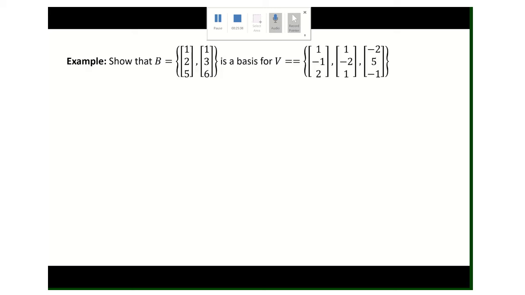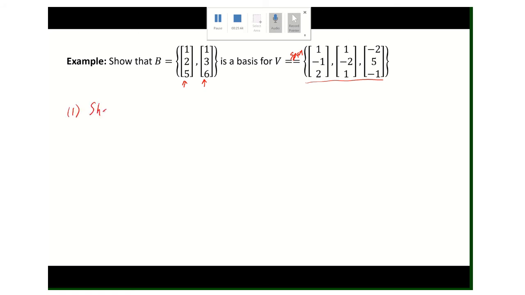So for example, show that these vectors are a basis for V, where V is the span of those vectors. Okay, so we have 3 steps to this. The first step says show that every vector in here is actually in your space, in your subspace. So how do we do that?